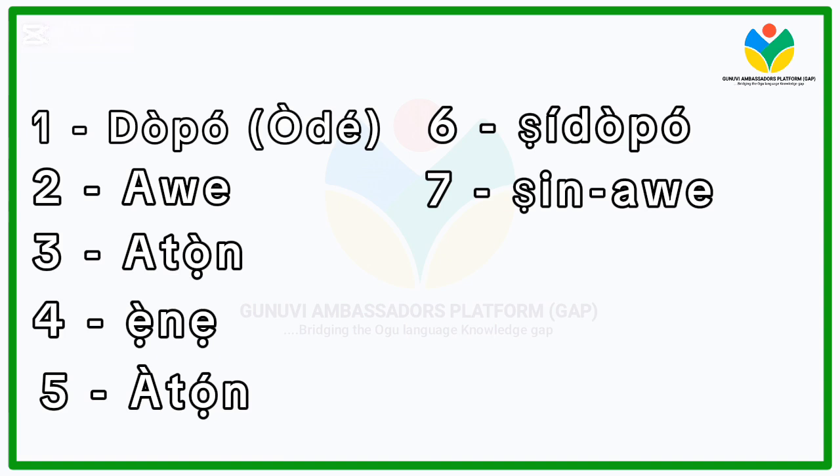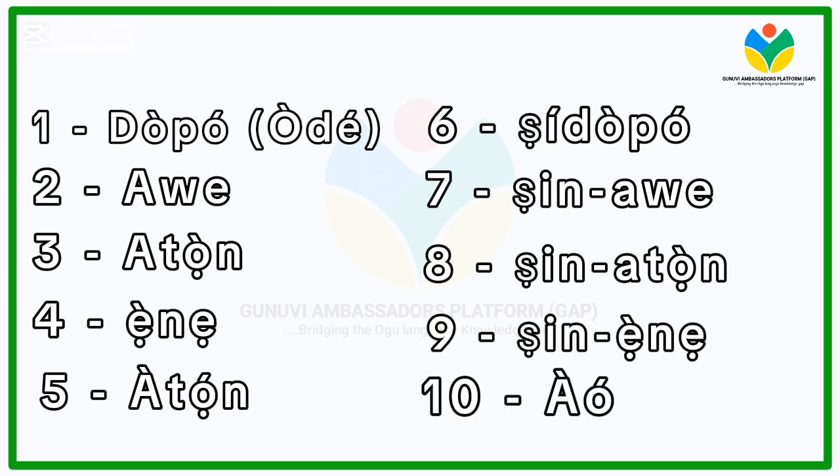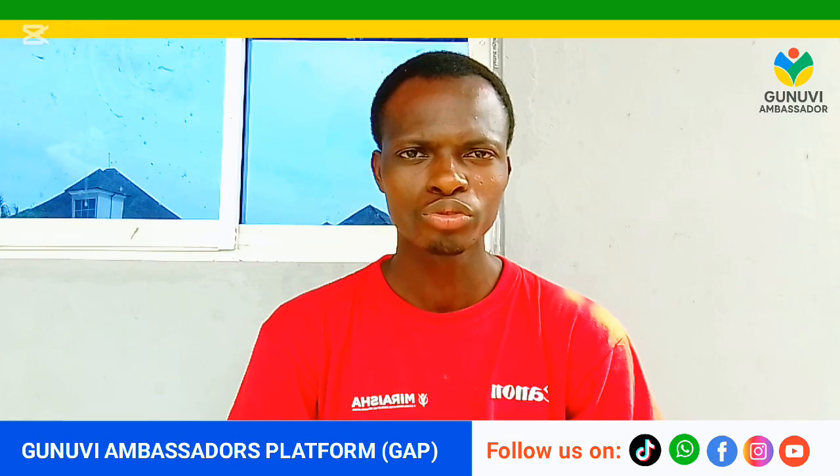Ṣinawe. The way you pronounce it is going to be very fast. 8 is called Ṣinatọ. Then 9 is called Ṣinẹ. And 10 is called Awo. Now, I want you to do something.